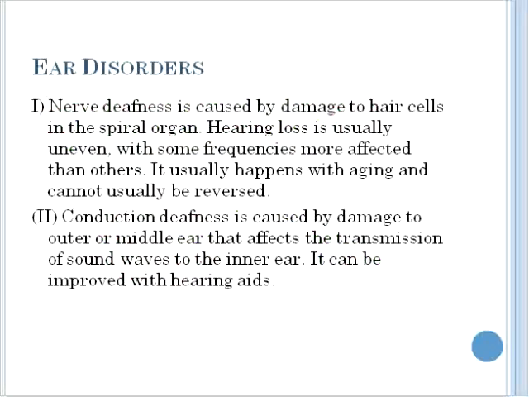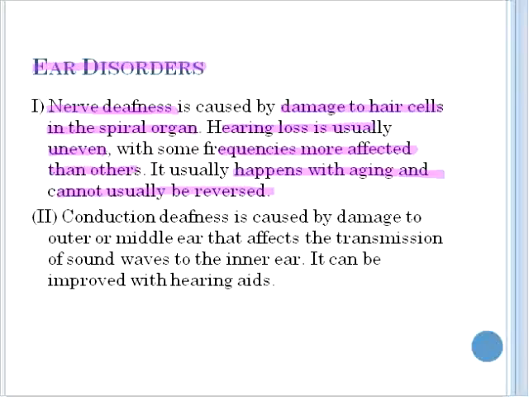As with all homeostatic mechanisms, there are times where it doesn't work as appropriately and function as it should. There are a number of ear disorders you should be familiar with. Firstly, nerve deafness is caused by damage to hair cells in the spiral organ. Hearing loss is usually uneven, with some frequencies more affected than others. This is dependent upon which part of the cochlea, which part of the spiral organ is damaged. It usually happens with aging and cannot usually be reversed.